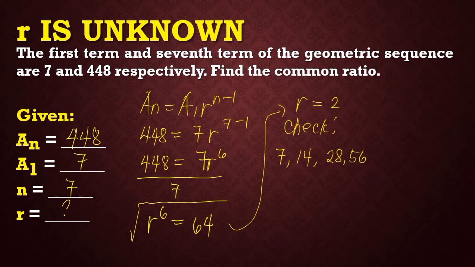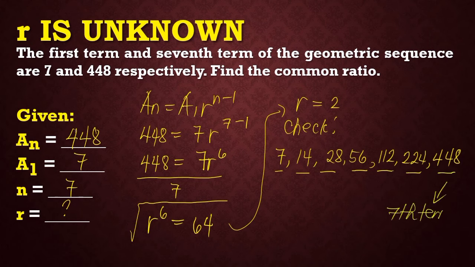So, ang gagawin lang po natin dito is multiply lang natin dun sa common ratio, which is 2, hanggang makuha natin yung 448, which is the 7th term, para malaman natin na ang common ratio natin na 2 ay tama. Times 2, 112, times 2, 224, and another 2, 448. So, 1, 2, 3, 4, 5, 6, 7.